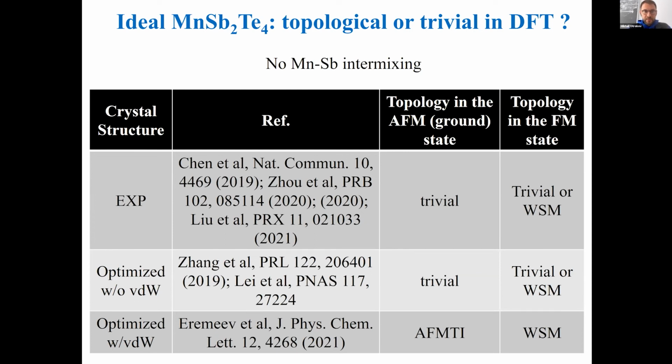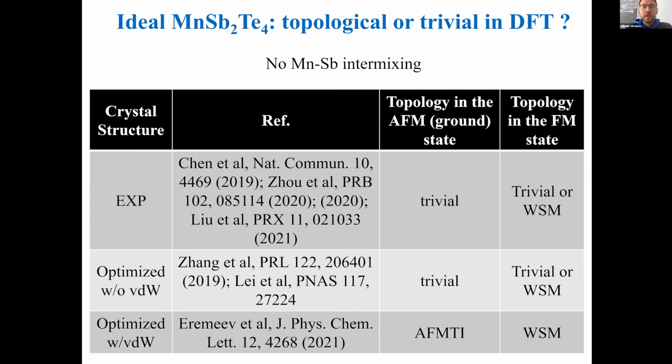I'm just left with manganese antimony telluride, there has been a discussion. Well, actually, it was not a discussion first. From the DFT point of view, it seemed like this material is topologically trivial. Here, I would like to highlight that I'm not talking about manganese antimony intermixing in the present slide. Let us suppose that the system is ideal from the crystal structure point of view.